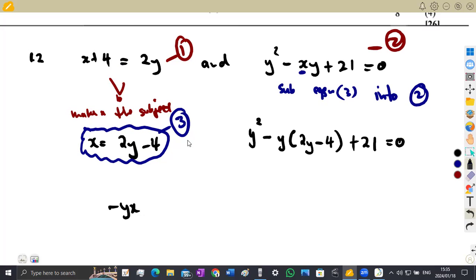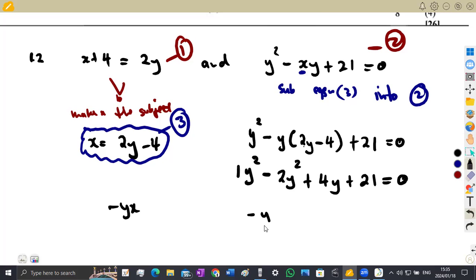So now we have an equation where we are just left with y. But you have to simplify further so that you can solve properly. Expand your brackets. That will be y squared minus y times 2y, which is minus 2y squared. Minus times minus will be a positive, so that's positive 4y in this case, plus 21 is equal to 0. So y squared minus 2y squared is minus y squared, plus 4y plus 21 is equal to 0.